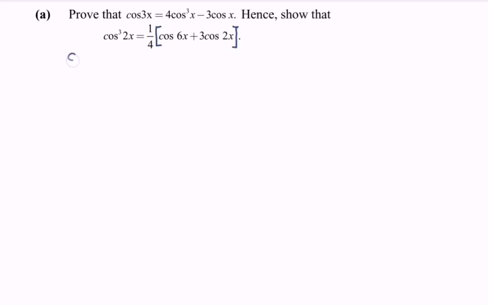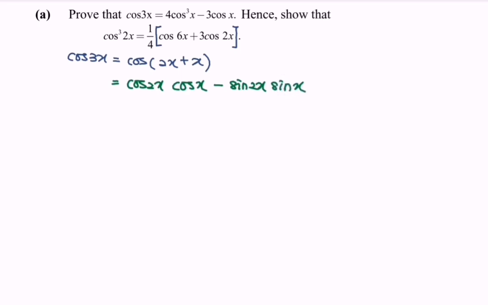Here we have cos 3x is equal to, by using the compound formula, cos bracket 2x plus x. Kindly expand the situation. So cos 2x cos x minus sin 2x sin x.